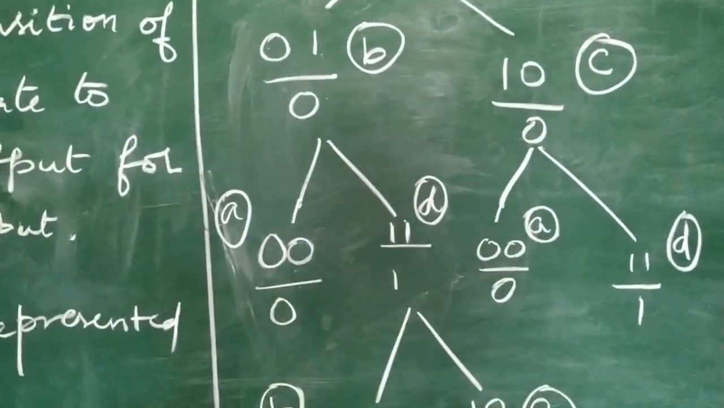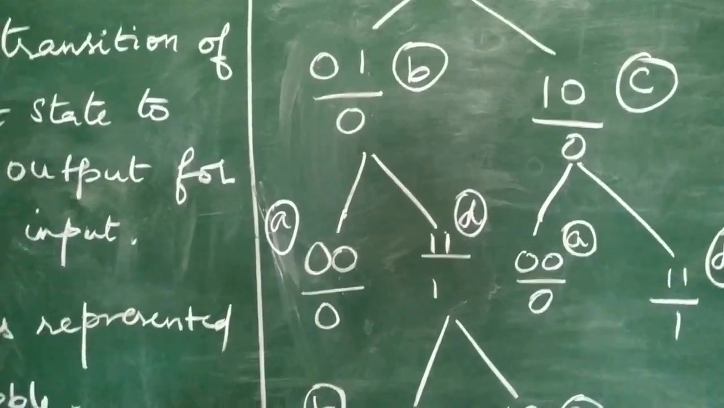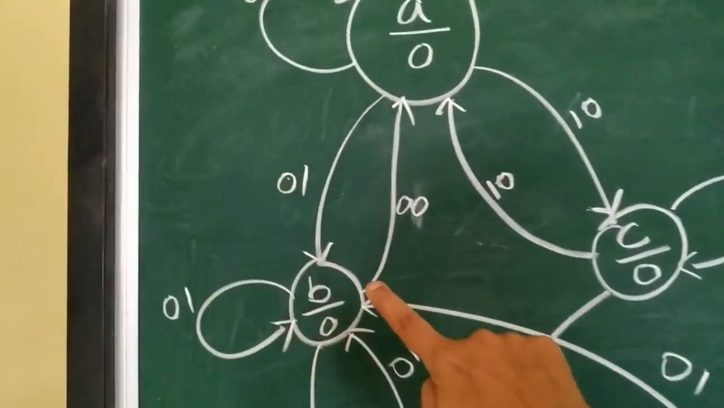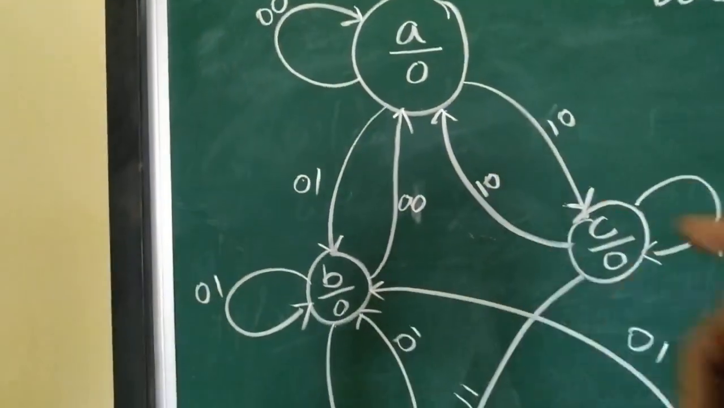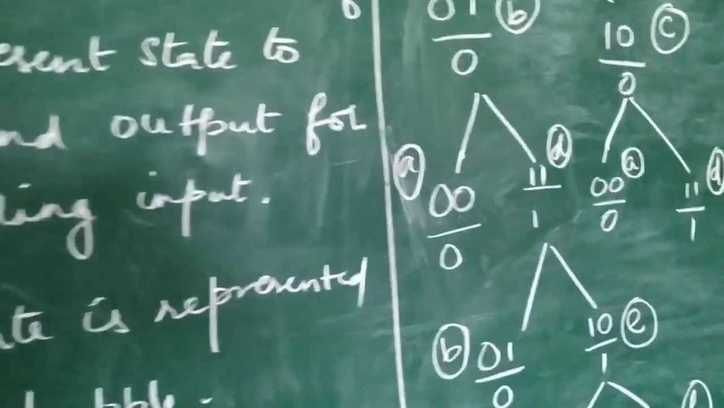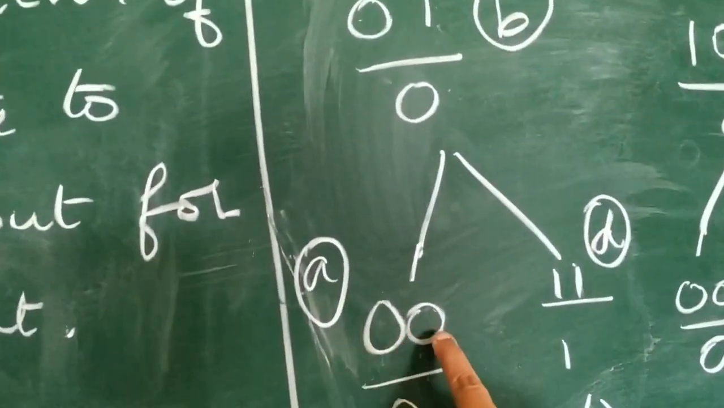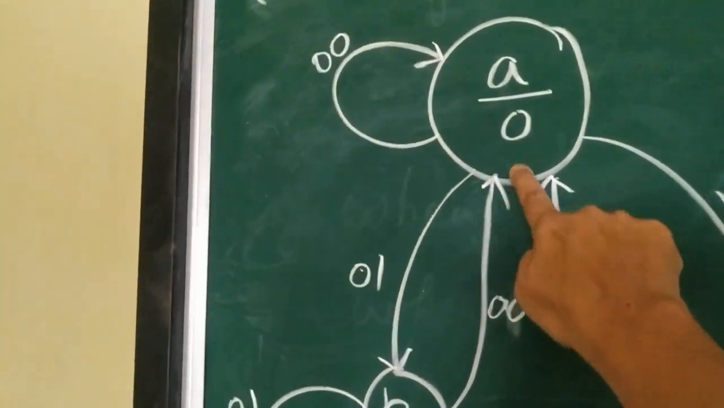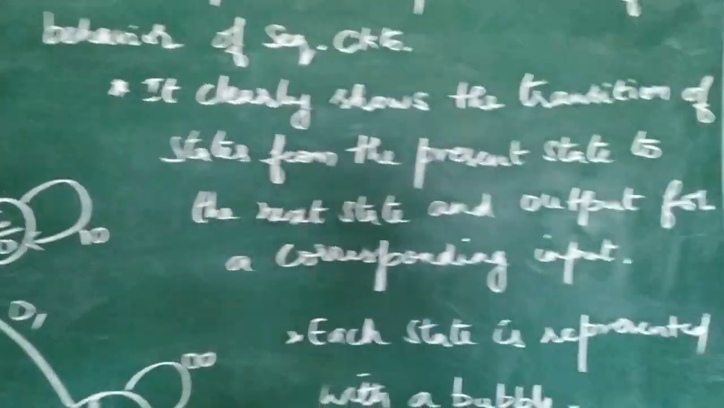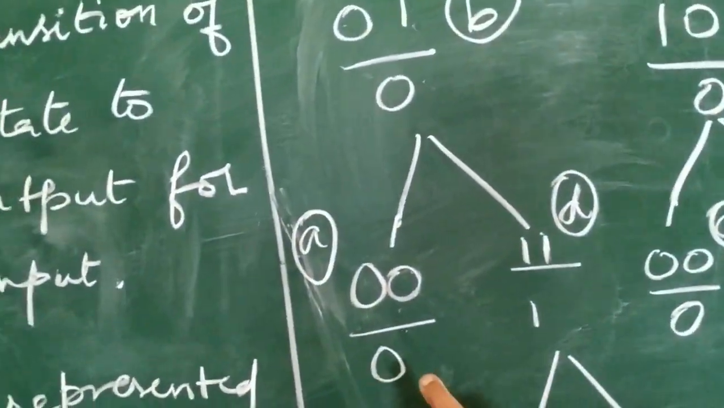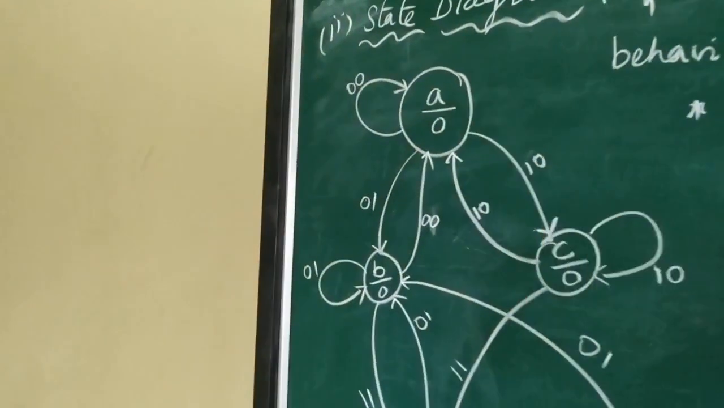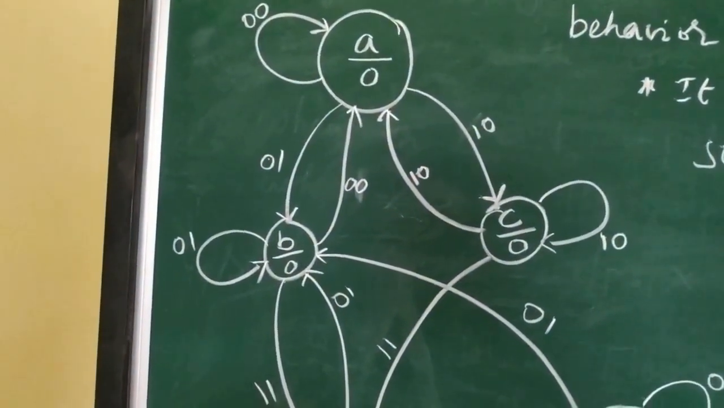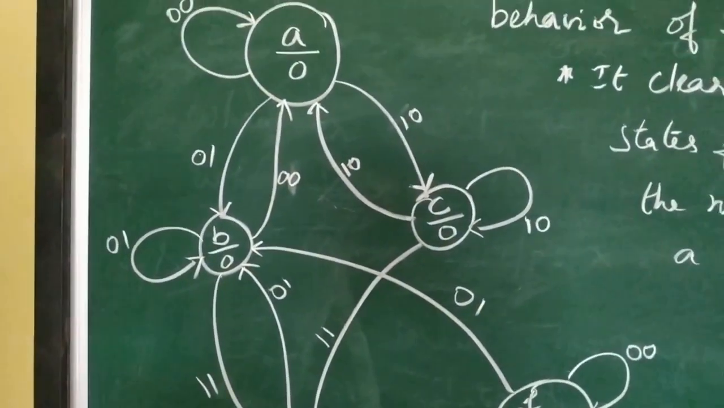From B it moves to A and D. You can see here from B it moves to A. What are the values? 0 0, so write 0 0 here. The output 0 will already be there inside A, so you get the same 0 there. It shows that what you are doing is right. It will never change if you follow the proper steps.